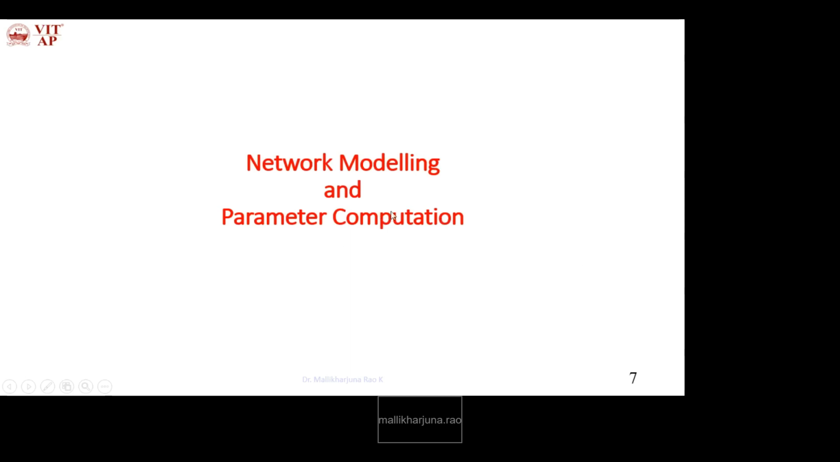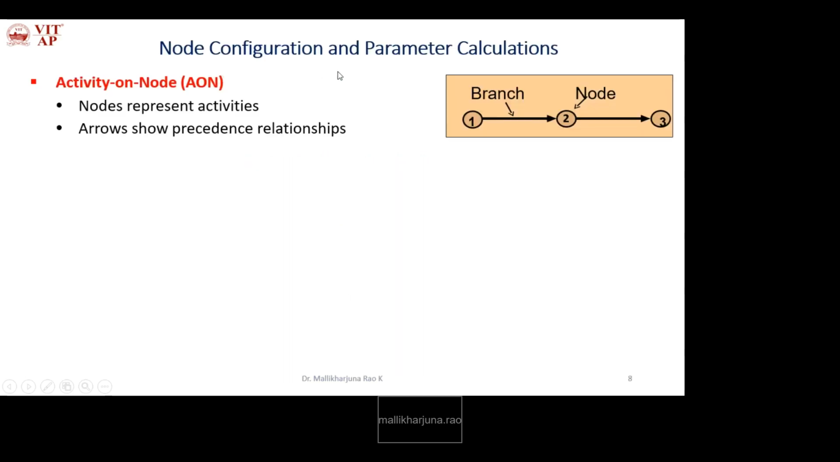The second step is network modeling and parameter computation, that is, node configuration and parameter calculation. In this video, we are using the activity-on-node approach. In this case, the activity is represented on the node. Nodes represent activities, and arrows show the precedence relationships among all the activities. Now we'll see the node configuration.